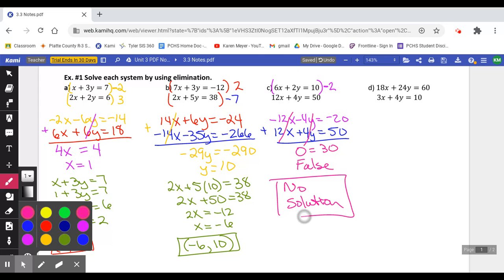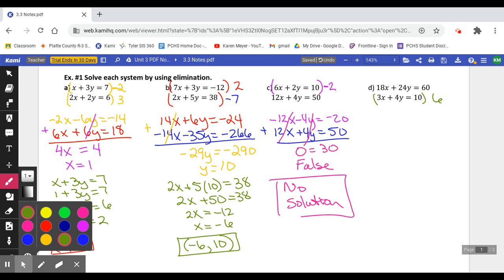All right, on the next one, let's say we wanted to cancel out x this time. So 18 and 3. Well, the lowest thing that they both go into is 18. The top one already says 18, so don't multiply that by anything. The bottom one, to turn that into 18, I would have to multiply it by 6.